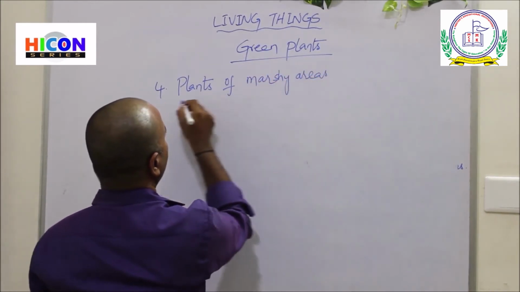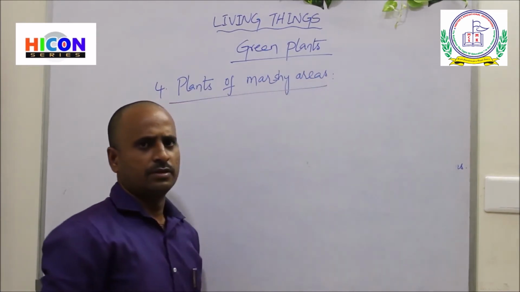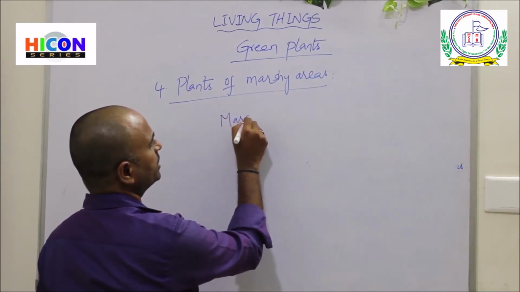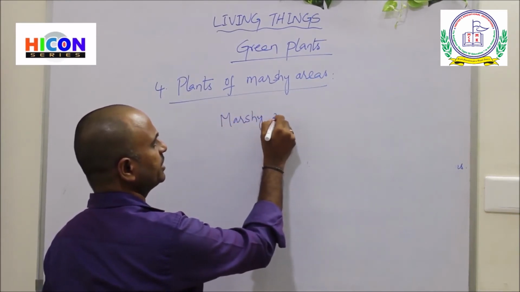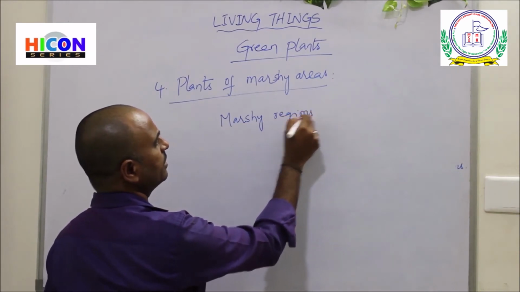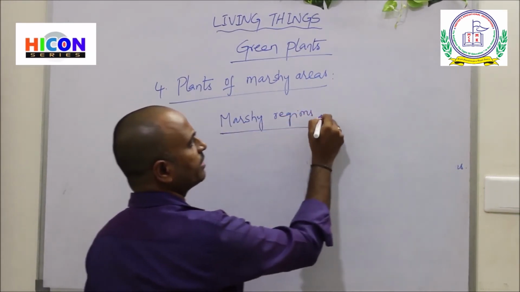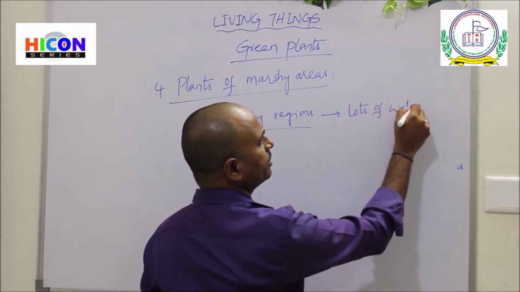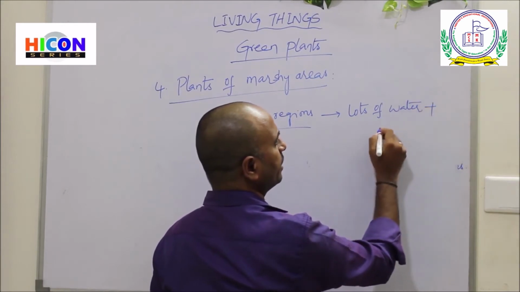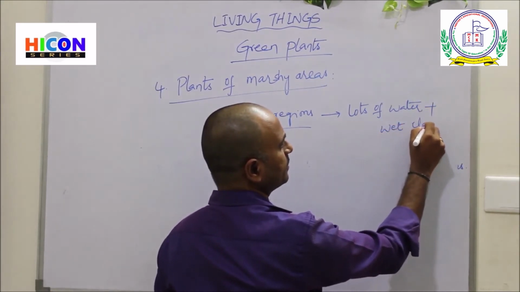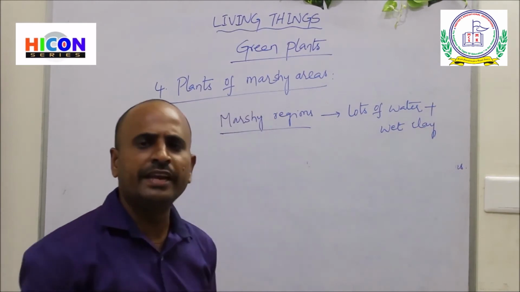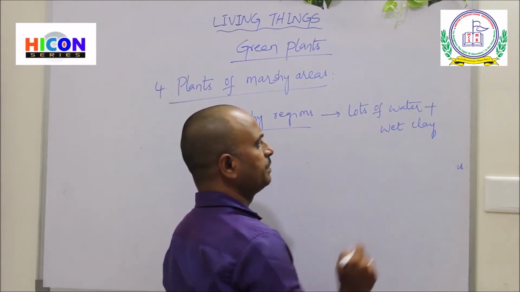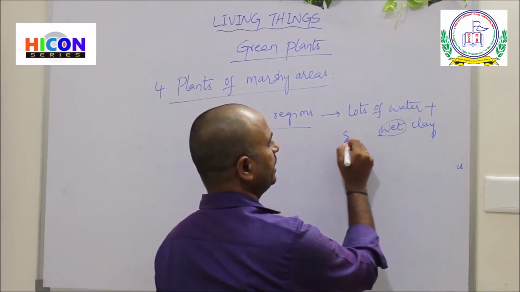Plants of marshy areas. So what are marshy regions? Marshy regions have a lot of water with wet clay, especially sticky clay.